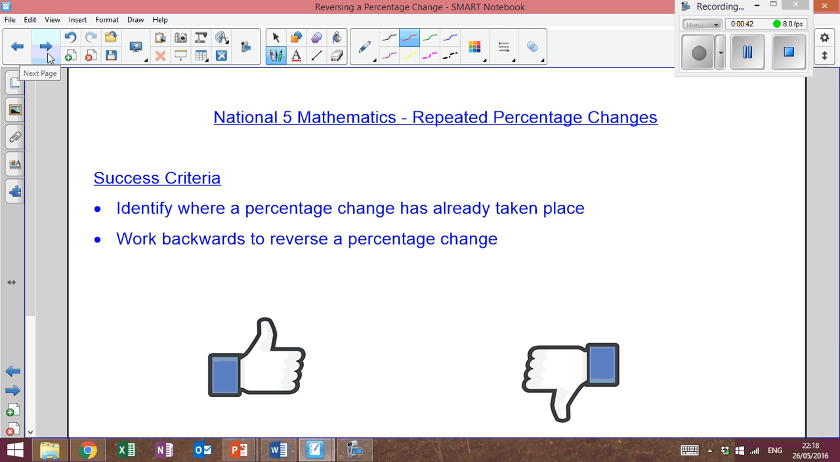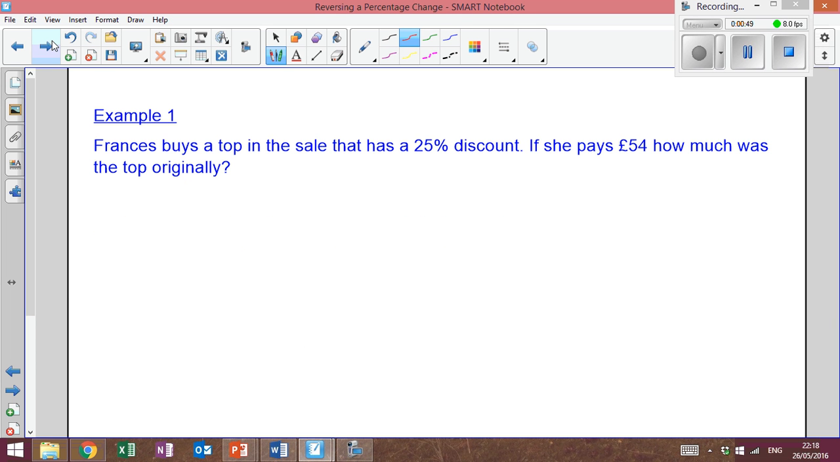So I'm just going to run through three examples. Very simple, just three examples. I'll talk through each of them, and then when you go into class, you can get some practice.